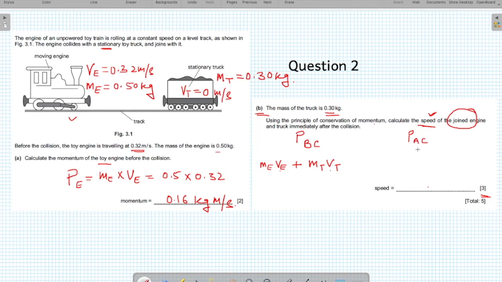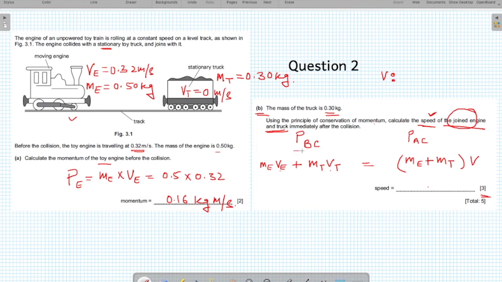What is the momentum after the collision? Both the truck and the engine stick together. So the total mass of the engine and the truck when they stick together is ME plus MT. Say that they move at a velocity of V. What is V? V is the velocity at which the joined engine and the truck move, right? And these two should be equal.